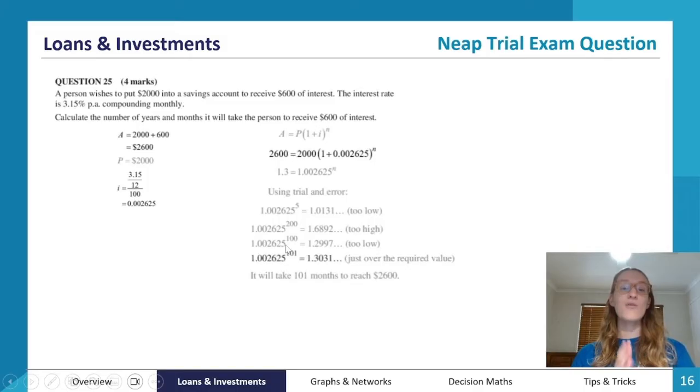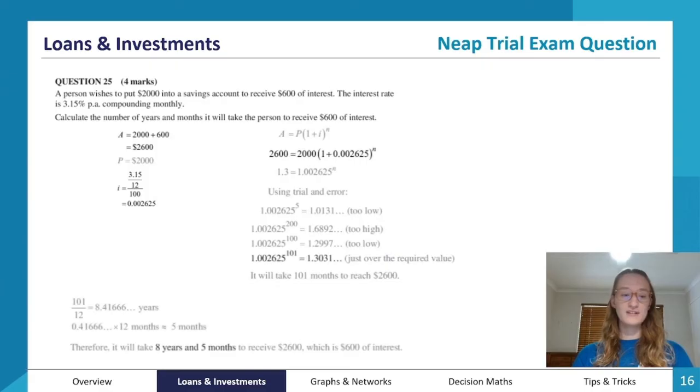So that means when our initial quantity has compounded 101 times, that is how long it will take them to reach the desired amount. And because we're talking about monthly compounds here, N equaling 101 means that it will take 101 months for them to reach $2,600. And we can actually convert that into months and years. So therefore, it will take 8 years and 5 months to receive $2,600, and that will give them their desired goal of that $600 of interest. So that's how I would approach a question such as this one.